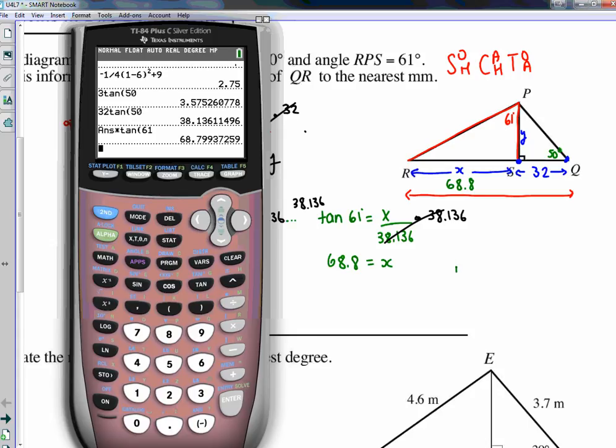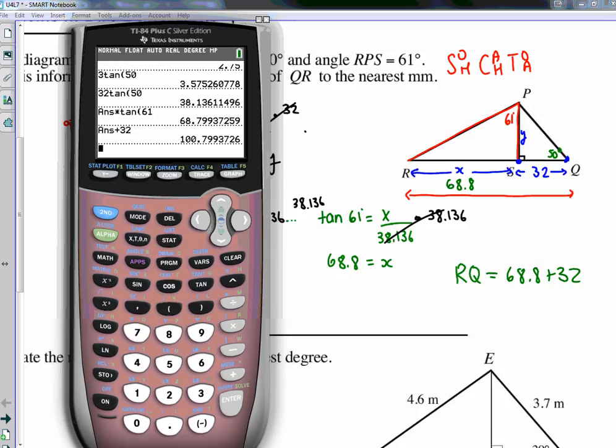So what's the length of RQ? How would I get RQ now? So add 32 to it. And we get 100.799, or to the nearest millimeter, 101 millimeters.